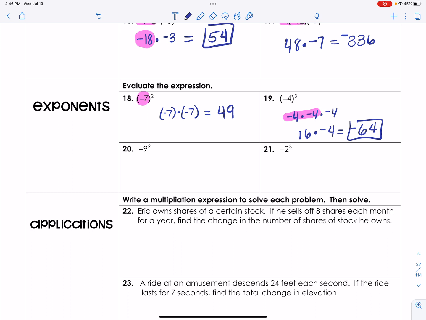Okay, now these are different. If you notice, there is no parentheses. So that negative sign is out in front, and you're squaring the 9 first. The negative is not inside the parentheses. So this answer is a -81. It's very confusing to kids. Okay, same on the next one. The negative sign is out in front. So you're doing 2 times 2 times 2. 2 times 2 is 4. 4 times 2 is 8. And then you're taking the negative of it.